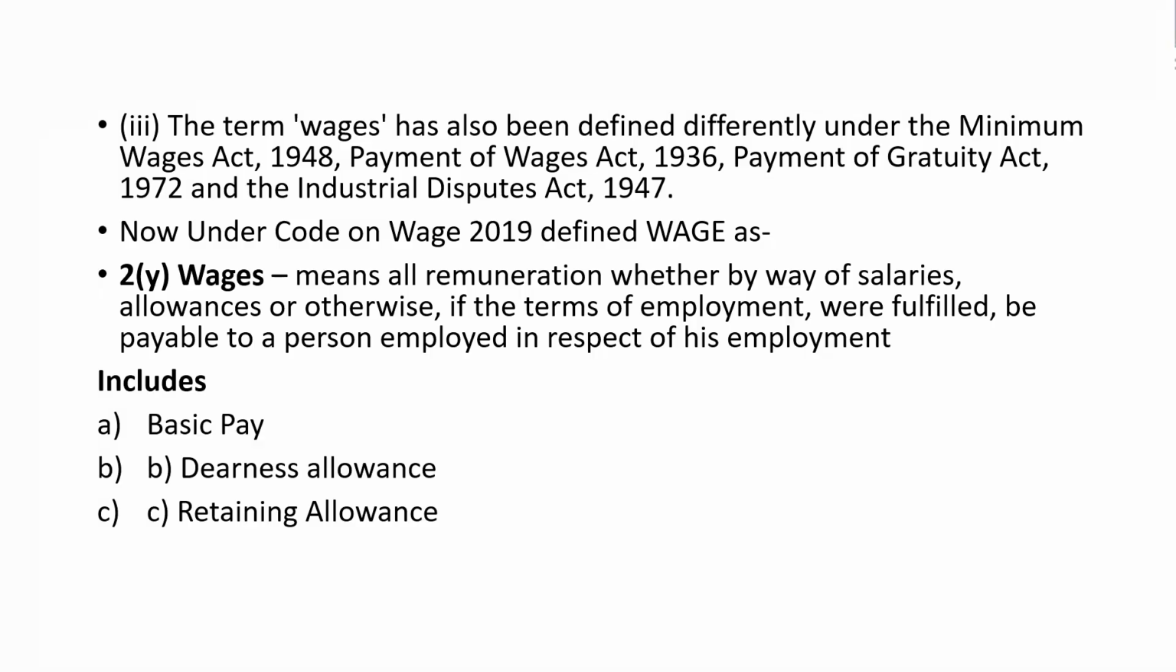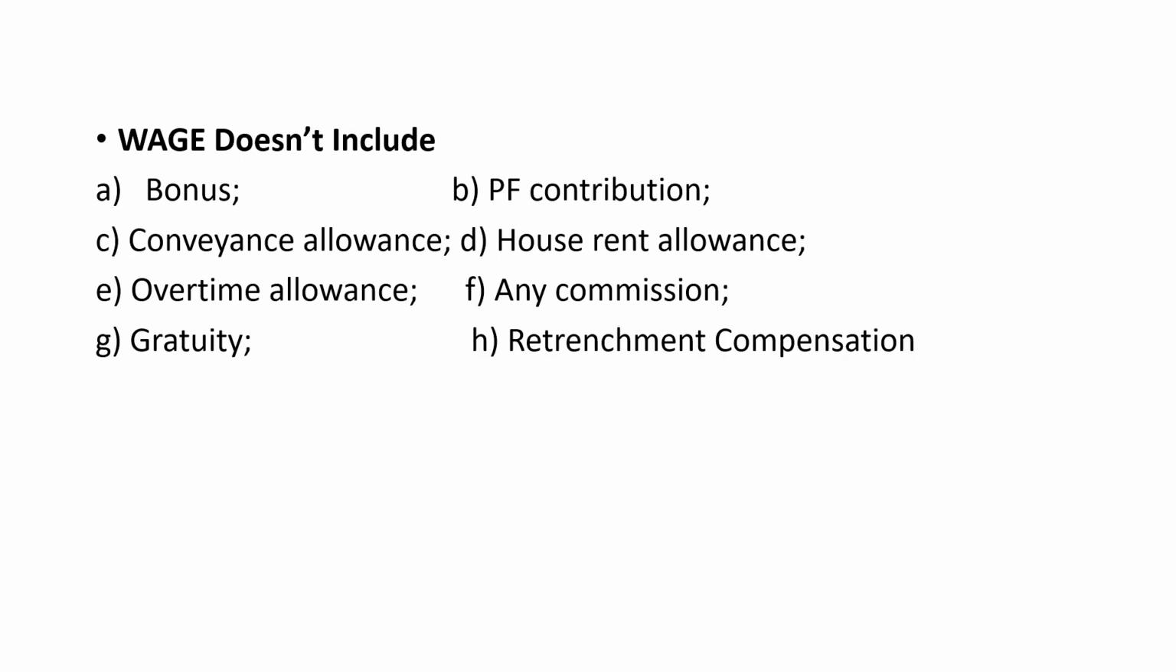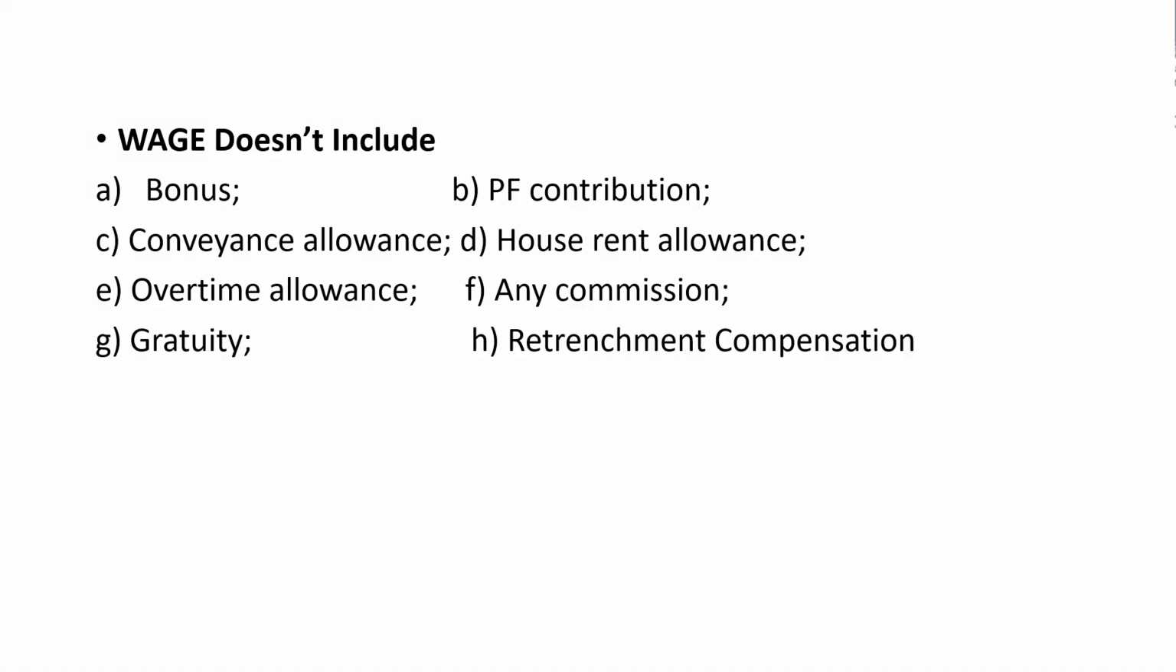And the third is the retaining allowance. So, this is the new thing that has been added. Now we are removing the confusion, that is, the components which won't be covered under the definition of wages are: bonus is not part of wages, PF provident fund is not part of wages now, conveyance allowance is not part of wages, house rent allowance is not part of wages, overtime allowance is not a part of wages, and any kind of commission, gratuity or retrenchment compensation, we have these different heads, but they are not part of the wages. So, now we would have a uniform definition of wages throughout the 4 codes.